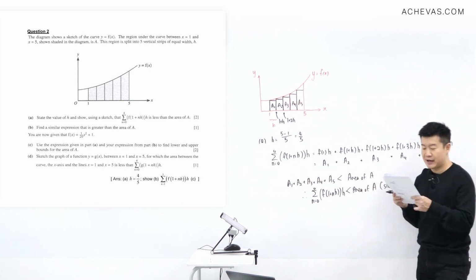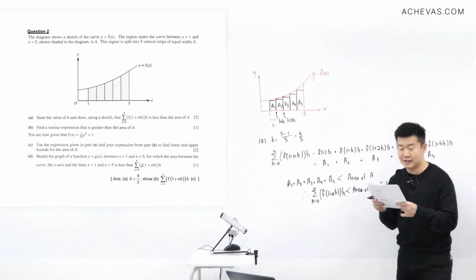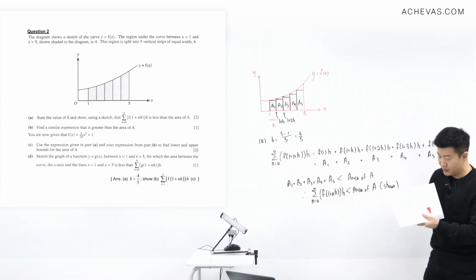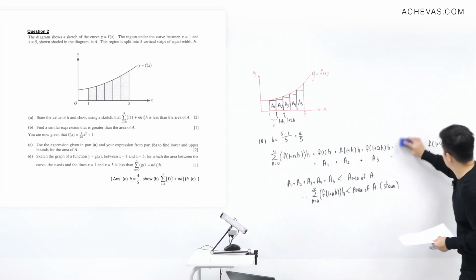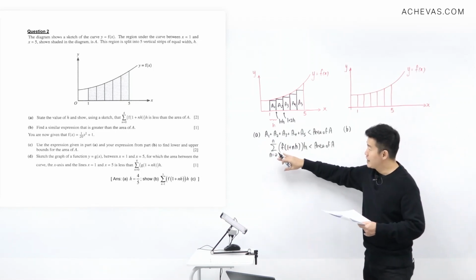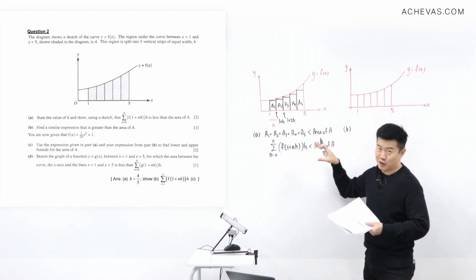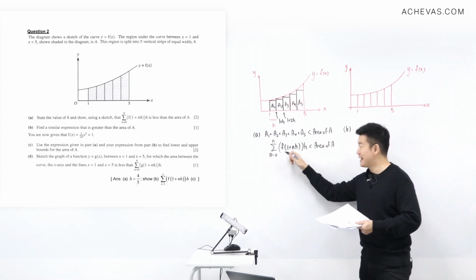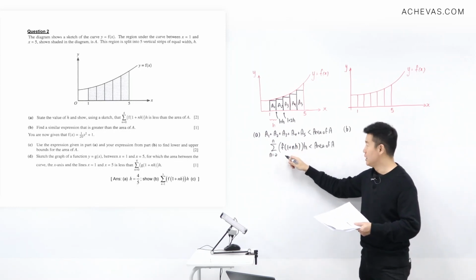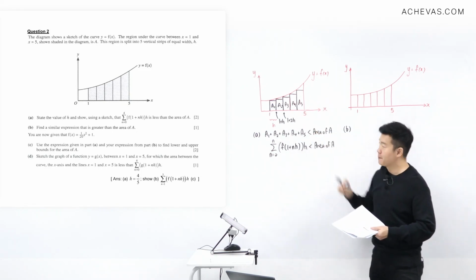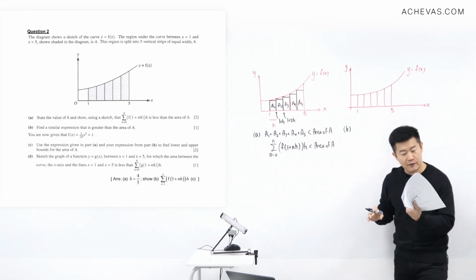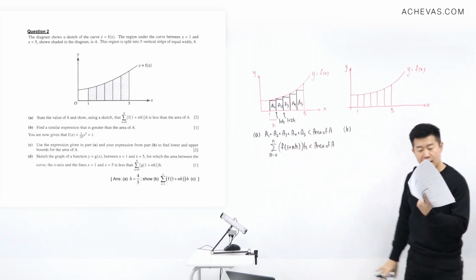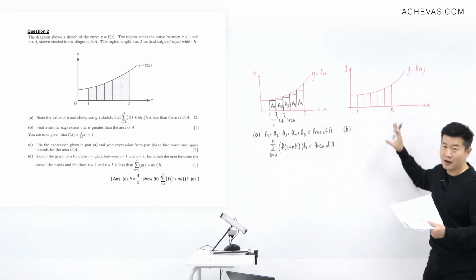In part B, we are supposed to find a similar expression that is greater than the area of A. We can use the same idea. Let me erase this first. In part A, this is what the question has given to us, but we have deduced that this summation expression is less than the area of A. And in B, we are supposed to find a similar expression, also in sigma notation, that is greater than the area of A.